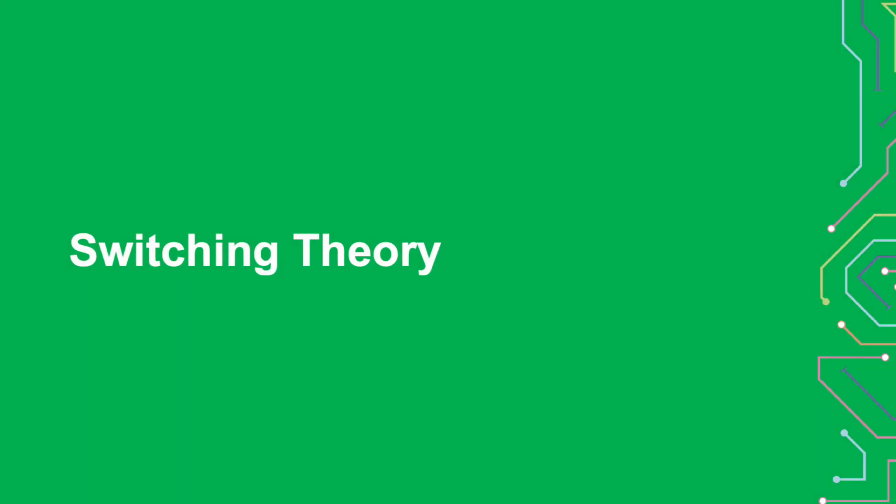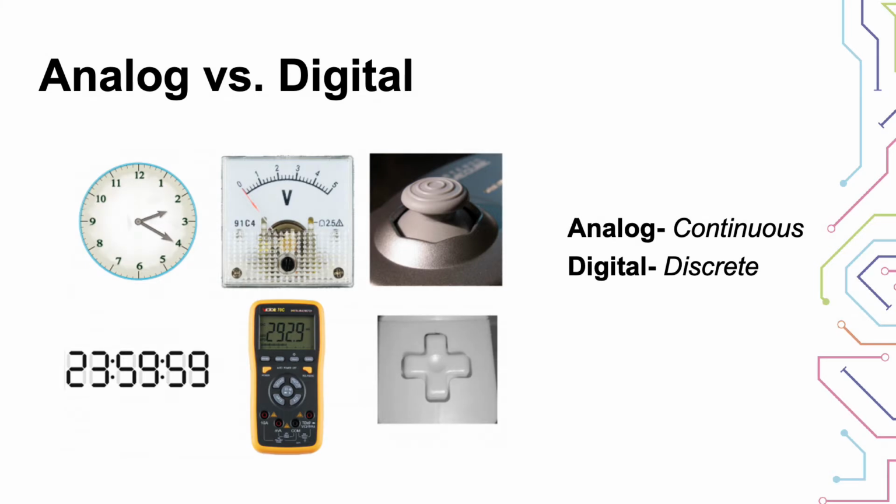So, welcome to our first topic, switching theory. Take a look at these images. As you can see here, we are presented with devices or objects. And as we can see, we live in an analog world. There are an infinite amount of colors to paint an object, even if the differences are indiscernible to our eyes.